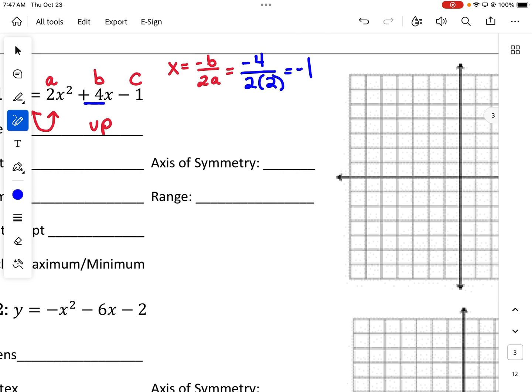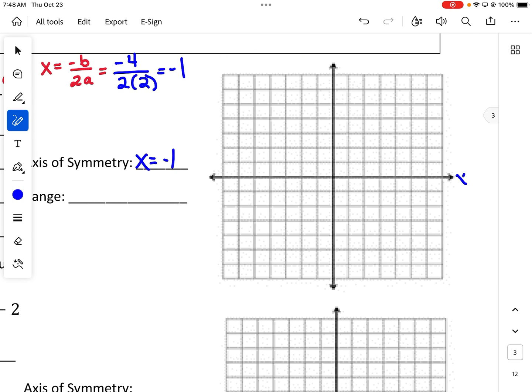So it's negative 1. Were y'all able to get that? So let's fill in x equals negative 1. Let's go to the x-axis, go to where negative 1 is, and draw the axis of symmetry, the dotted line. So that gives us an idea of where the vertex is going to be.